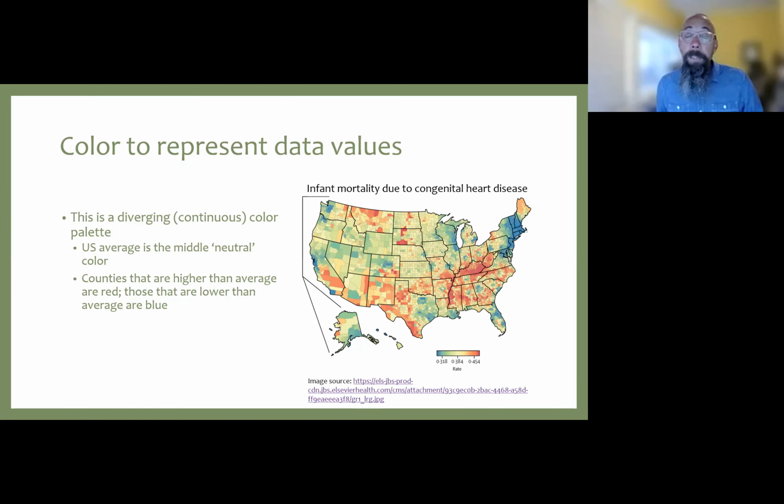We can use color to represent data values. So the choropleth map is a good classic example of that. The way a choropleth map works is the color represents a continuous numerical value. In this case, this is the infant mortality rate due to congenital heart disease mapped at the county scale. And they actually chose a divergent ramp, which means that the neutral color is whatever the average rate is. And the red are counties that have higher than average infant mortality due to congenital heart disease, and the blue is lower than average. So color to represent values, data values.